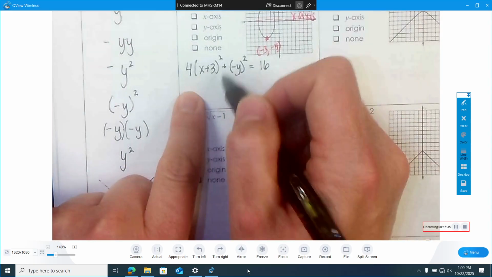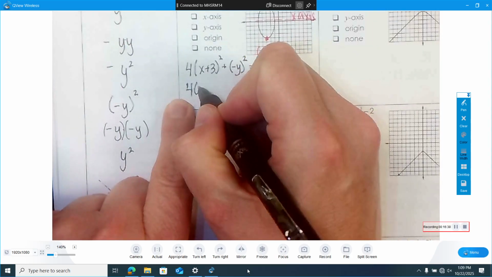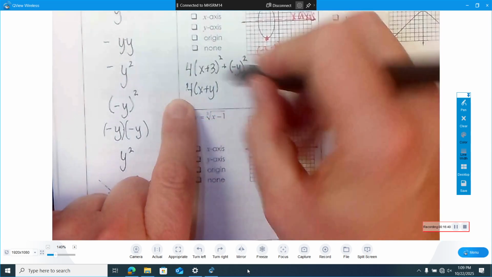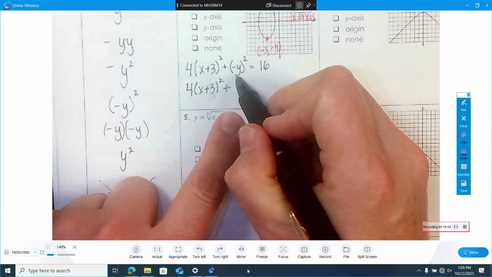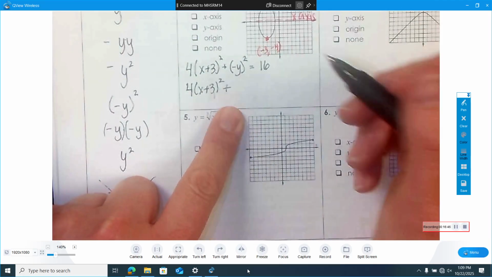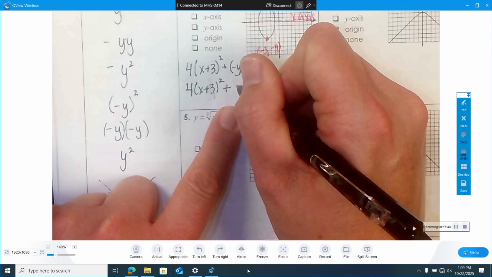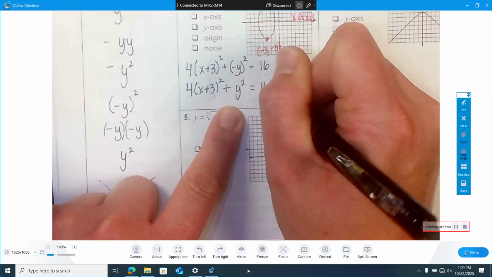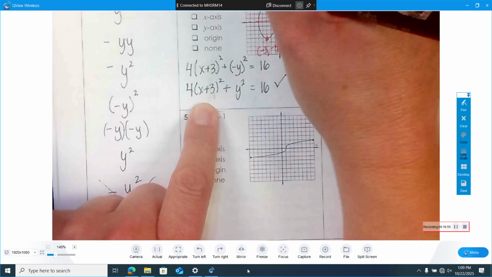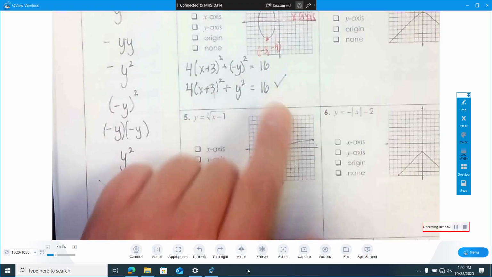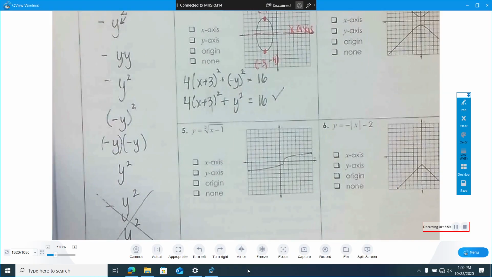Okay, here, nothing changes. X plus, oh, that's supposed to be a 3. Nothing changes there. And then negative y quantity squared becomes positive y squared. Good. And so this, what we end with, does it match what we started with? Yes, it does. So that is our x-axis symmetry.